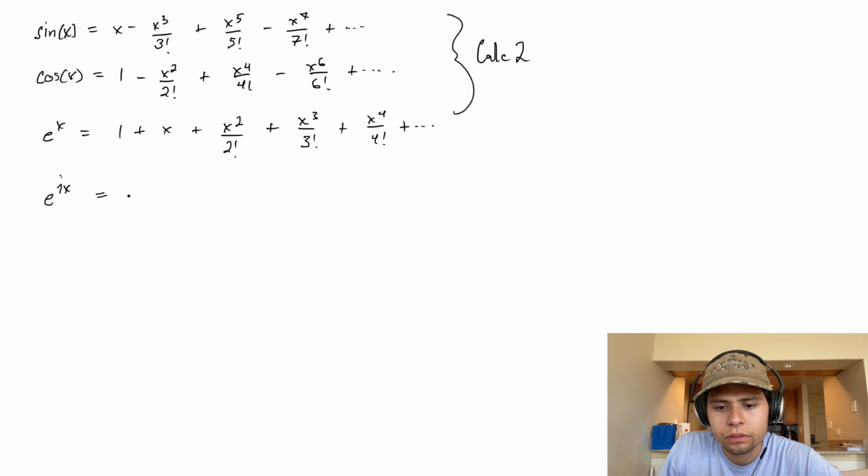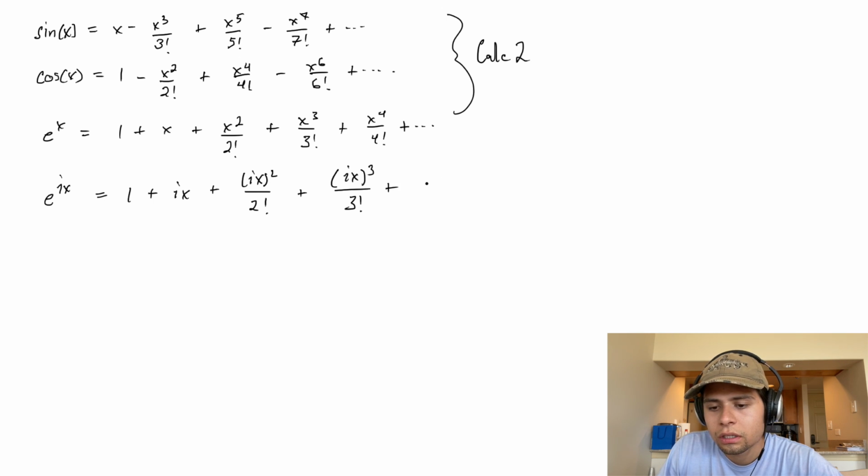And what does this equal? So wherever we have an x here, we just want to put in ix. So we have 1 plus ix plus (ix) squared over 2 factorial plus (ix) cubed over 3 factorial plus (ix) to the 4th over 4 factorial. Okay.